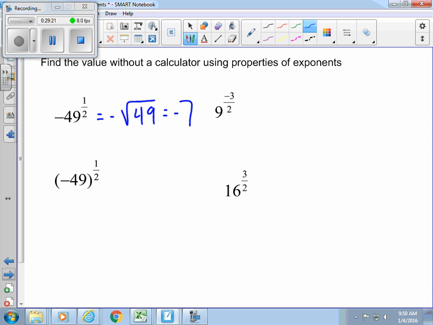What does this one mean? Is there a negative in it? Square root of negative 49, which means the answer is either i, 7i, or you could say not real. Either way, I would take both.